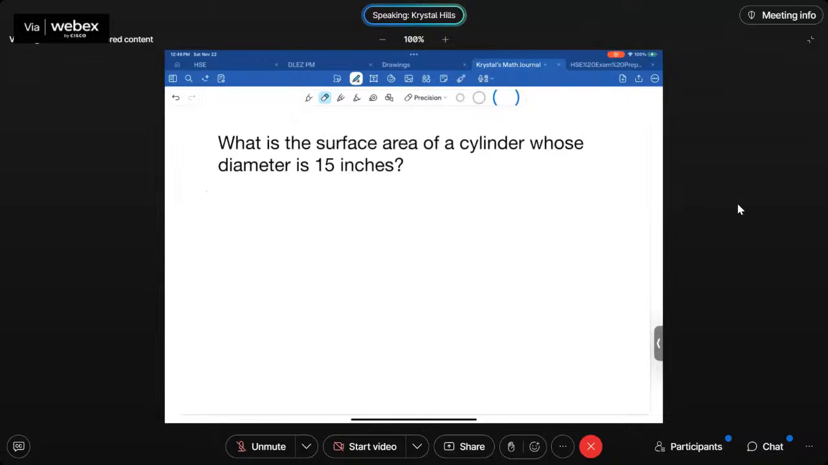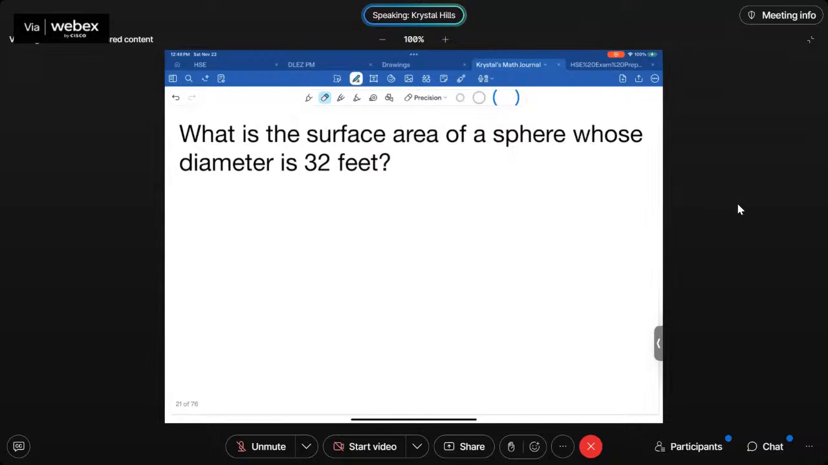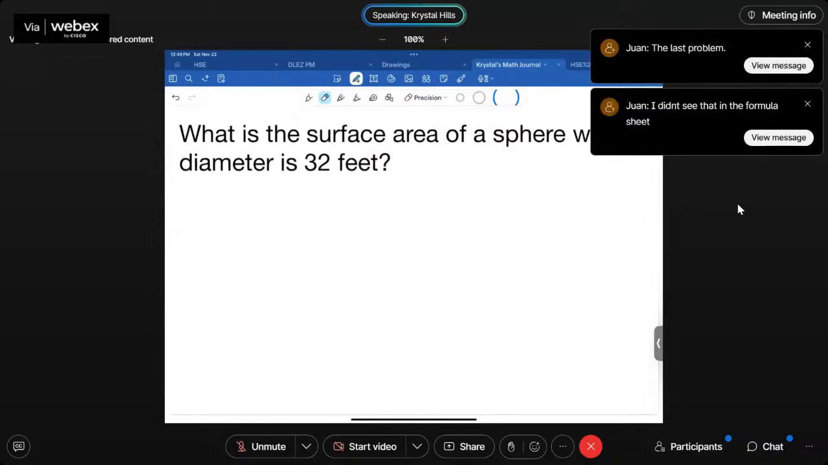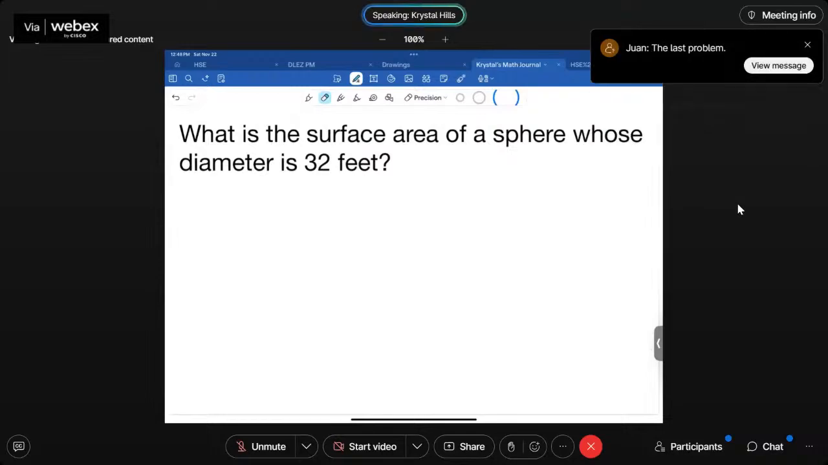All right, it is 2:48. Let's do one more. What is the surface area of a sphere whose diameter is 32 feet? What is the surface area of a sphere whose diameter is 32 feet?